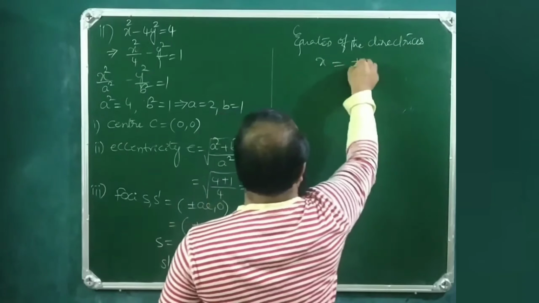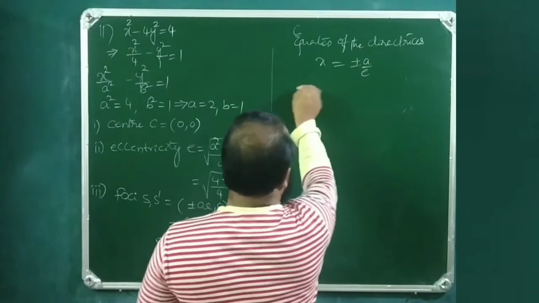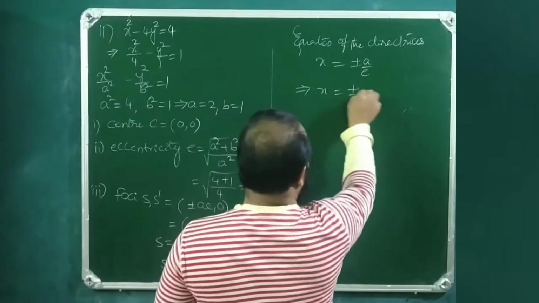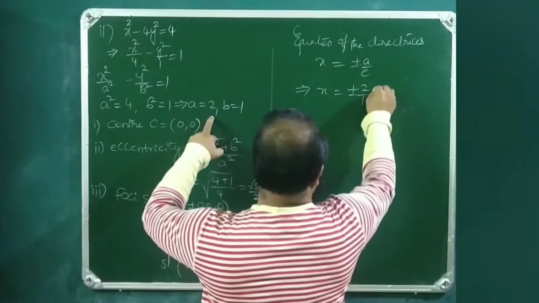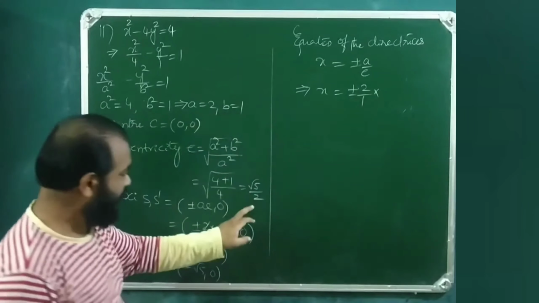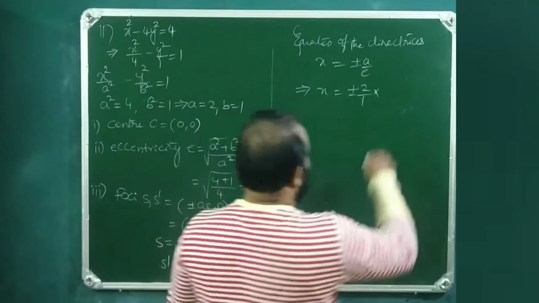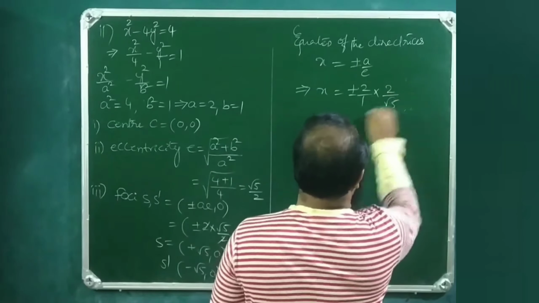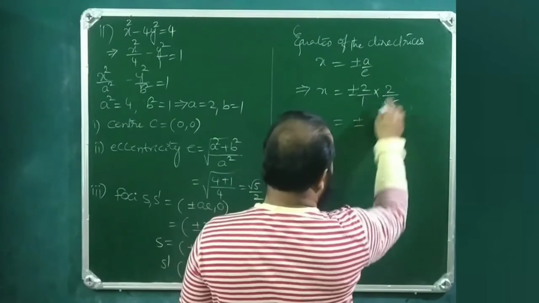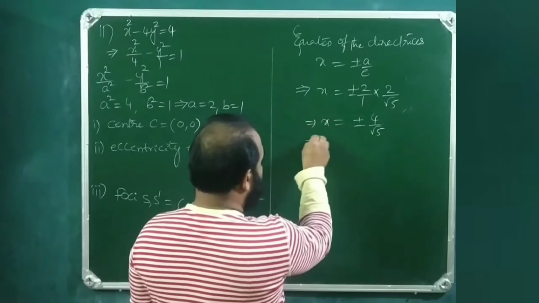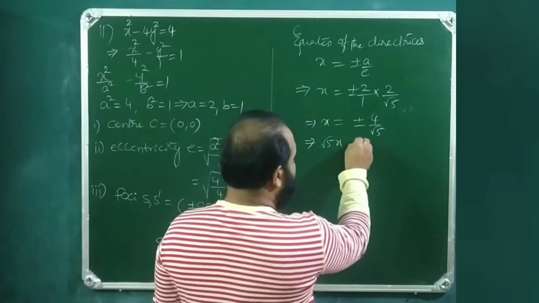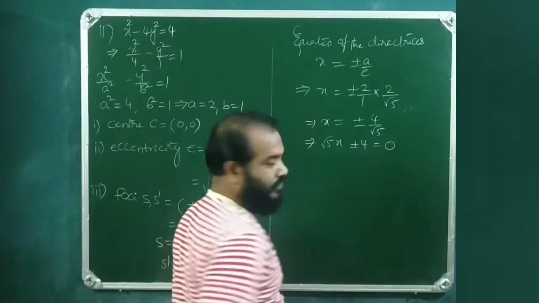x = ±a/e. So x = ±, the value of a is 2, 1 by e, the fraction is reversed, so 2 by root 5. So ±2 to the 4 by root 5 is equal to x. So root 5x ± 4 = 0.